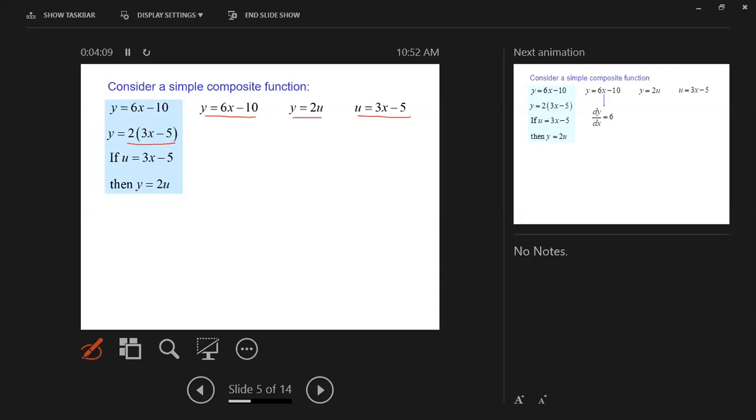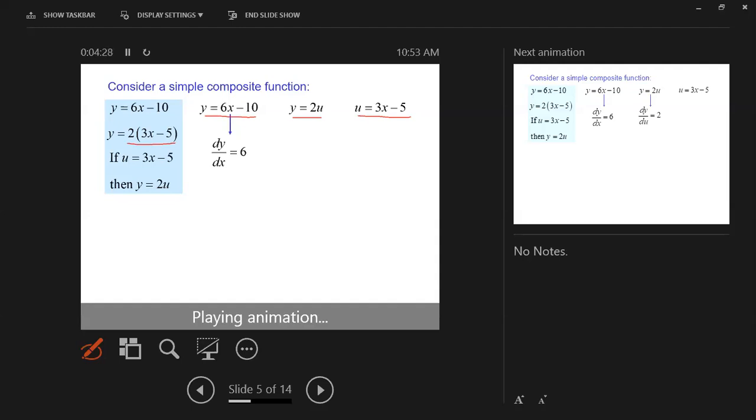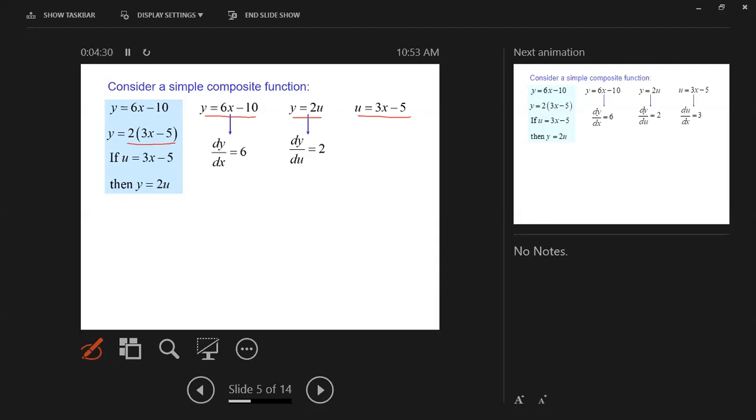Let's see what happens. Well, first of all, the derivative dy/dx, the derivative of y in terms of x, is 6. We already knew that. But let's go and take the derivative of the other terms. The derivative of y equals 2u, well, first of all, what's the notation going to be? dy/du is going to be 2. So that's no big deal. It's just a little linear term. And now, if I take the derivative of the last term, that's going to be du/dx, and du/dx is simply just 3.